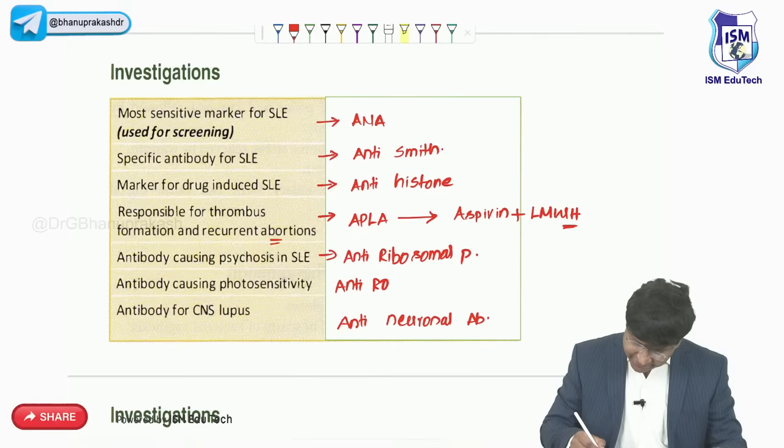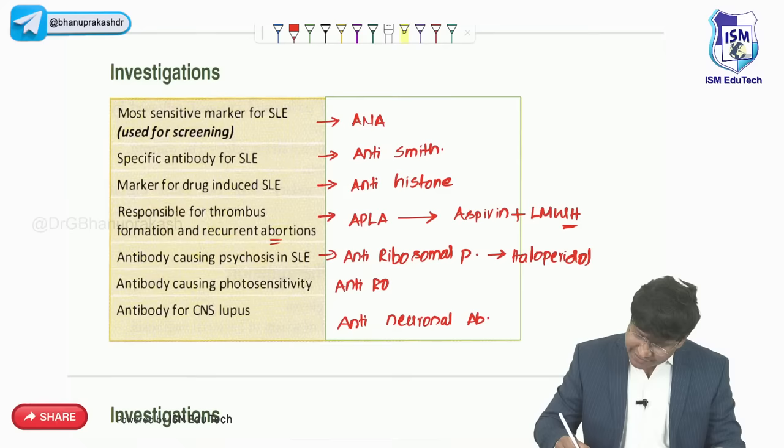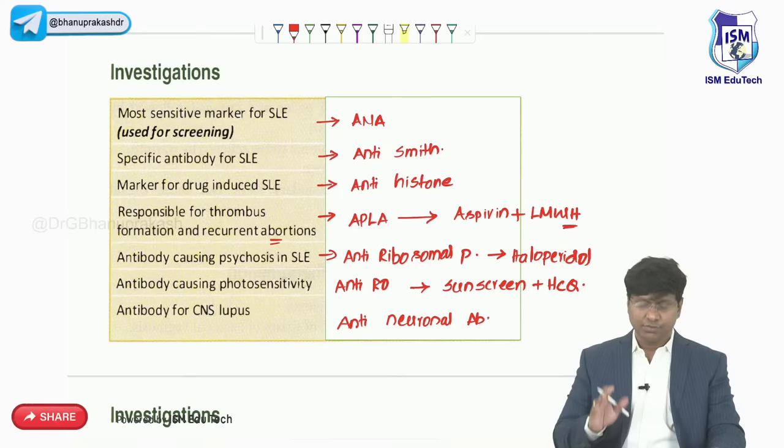And if there is psychosis, what do we give for psychosis? We give haloperidol. Right, we give haloperidol. And for photosensitivity, what we advise the patient is sunscreen, and we also give hydroxychloroquine. Okay, so this will be the treatment in case of SLE.